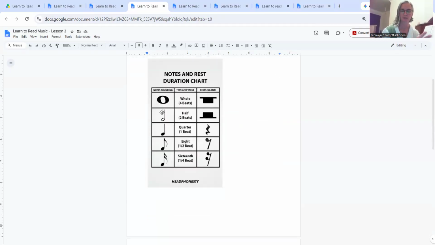As well as notes having a time value, the rests also have a time value, and a rest is simply an absence of a note. It means you don't play or you don't sing anything for that particular length of time.